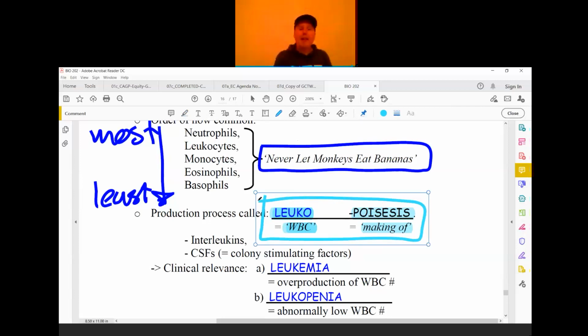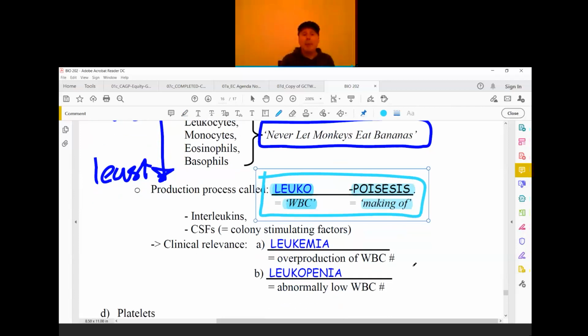And just a couple of clinical things that I want to mention about white blood cells. If you have too many white blood cells, so overproduction of them, that's known as leukemia. Too few white blood cells is known as leukopenia.